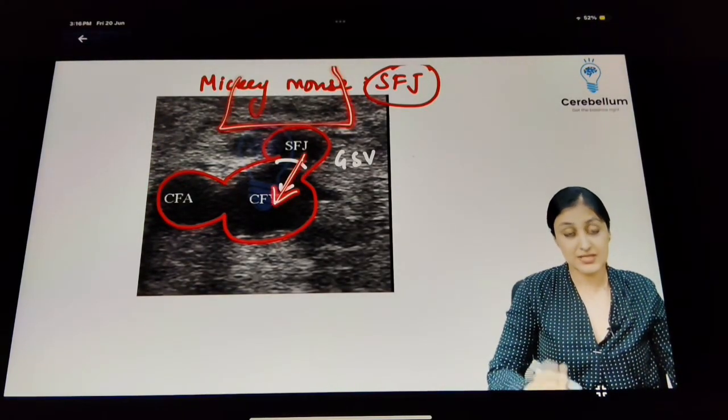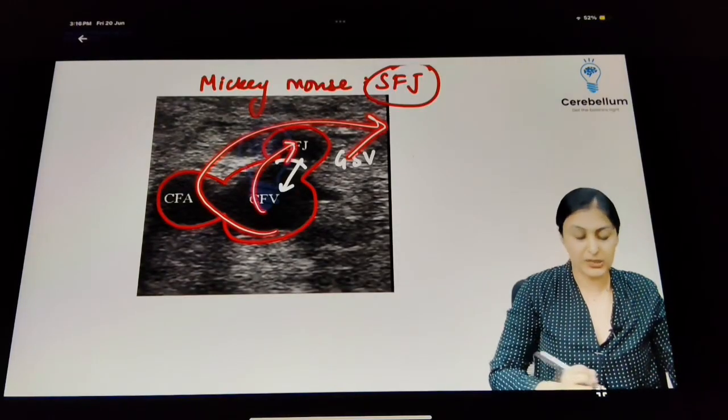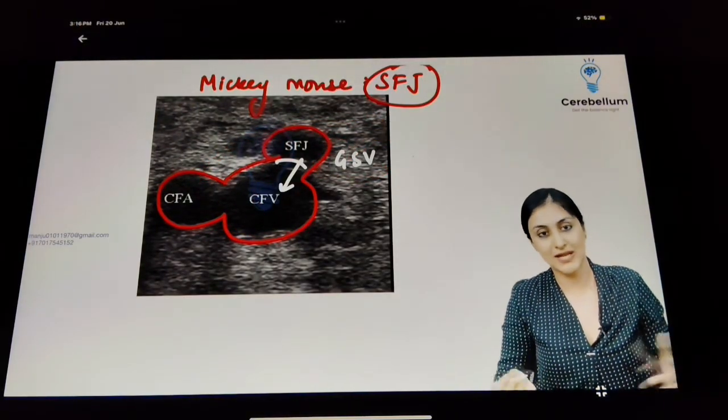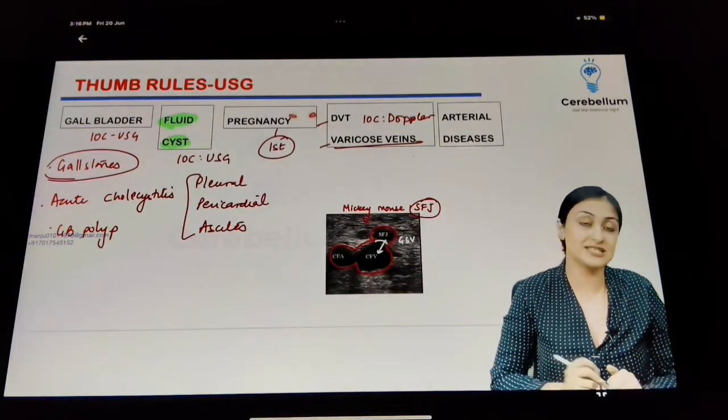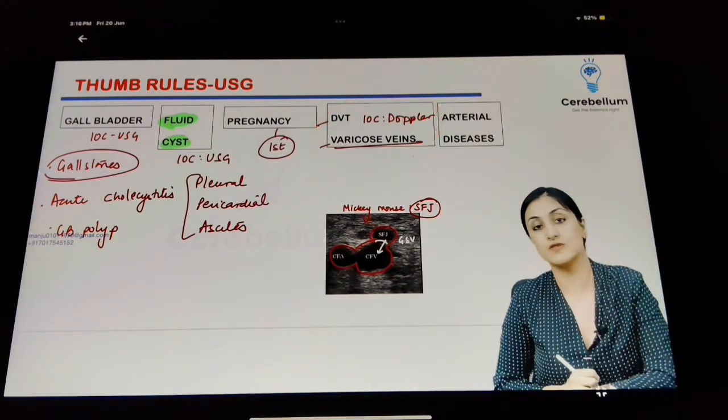So if the direction is this, it's normal. But what if the valve is incompetent and blood goes back to the GSV? That is where I have varicose veins. So for SFJ incompetence, Doppler is the best investigation, right? So that is why for varicose veins, Doppler is the investigation of choice.